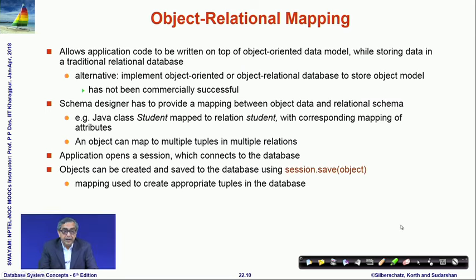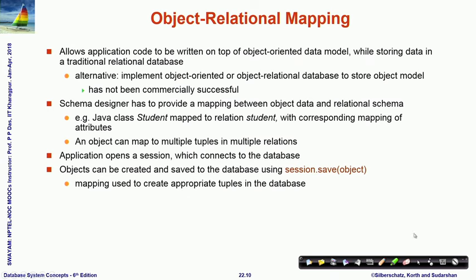Here I have given the points of how the objects get created. The application opens the session which connects to the database, because you need to get the data from the database. Objects can be created and saved to the database, they can be extracted from the database, new objects can be created, and mapping is used to create appropriate tuples in the database. So, it is a two-way traffic that will keep on happening, where the business logic layer will continue to see entities as objects, whereas the database layer will continue to see them as tuples in the relational database.